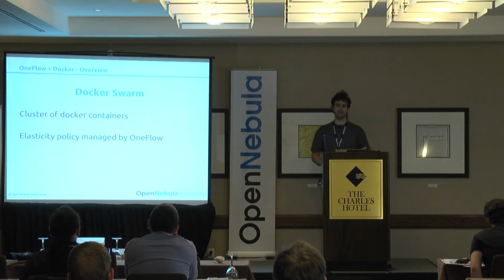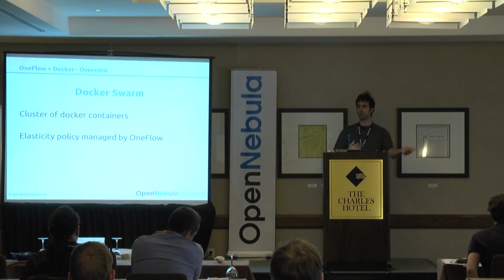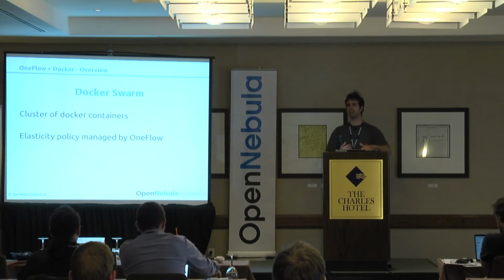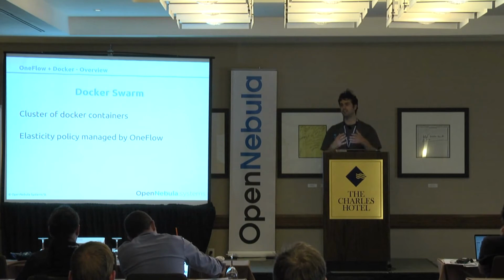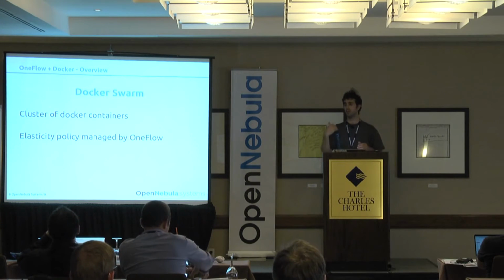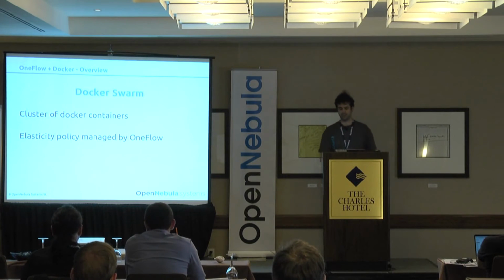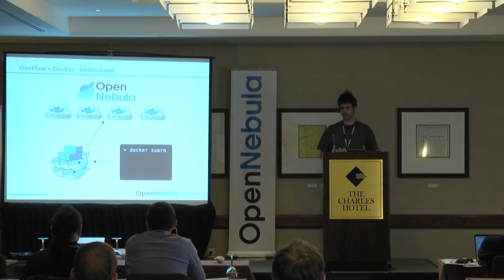And our idea, which is something that we are working on, we have not finished, is that we want to integrate this with OneFlow in the sense that if the Docker Swarm runs out of resources and cannot deploy more containers because it doesn't have enough capacity in the aggregated virtual machines that are executing containers, with OneFlow you can scale this up and they will appear in the service. So it's like this, right?